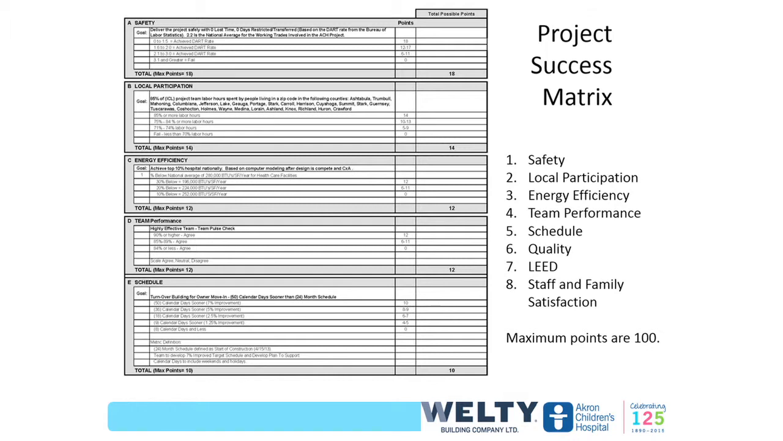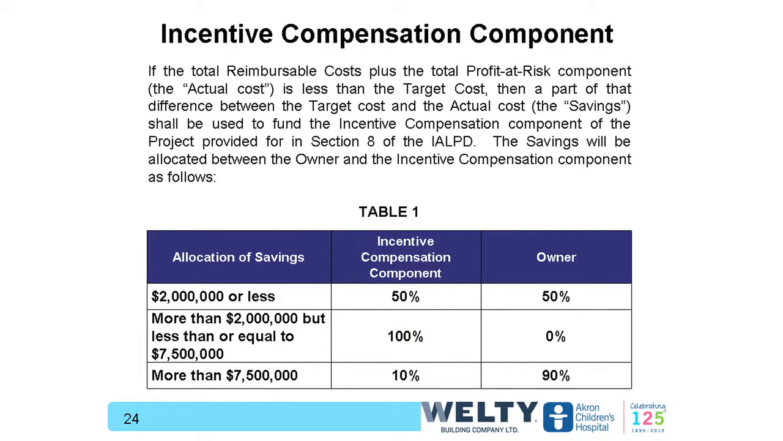target for local participation. Team performance, the team actually scored themselves with a survey that they took on a regular scheduled basis. And surprisingly, they were very, very open and frank about whether or not they thought we were really hitting the collaboration goals that we were striving for. Quality and staff and family satisfaction, those are metrics that will be tested in the fall after the facility is up and running. But ultimately, whatever score they get, you multiply that score by the dollars in the incentive compensation bucket.